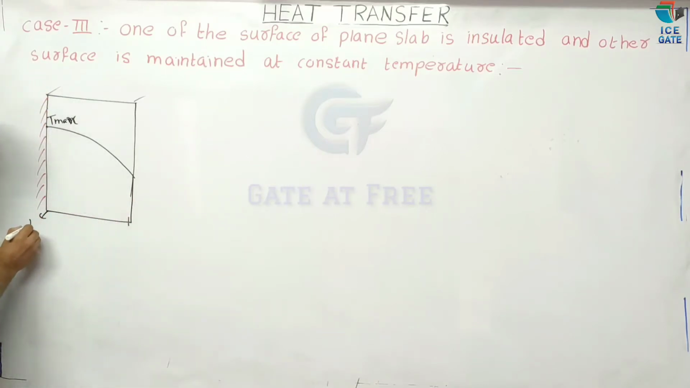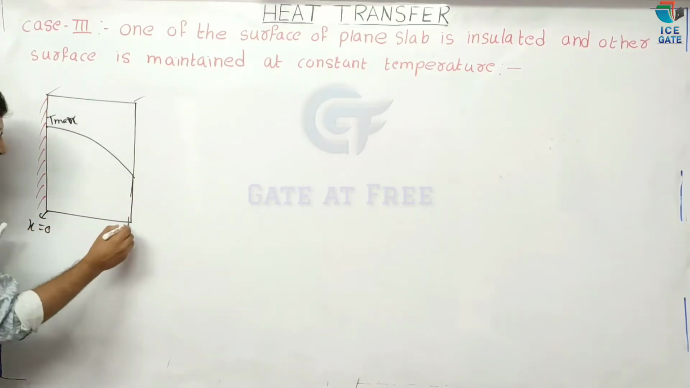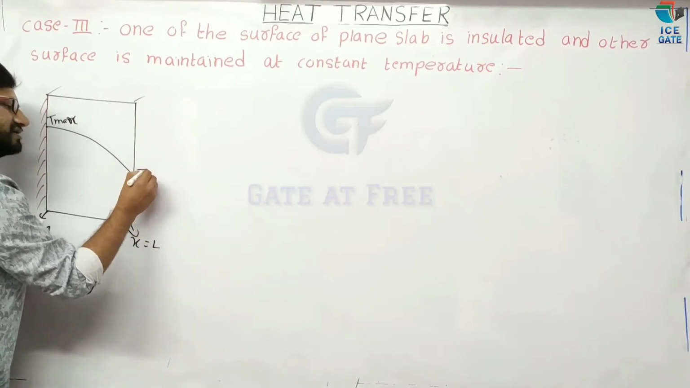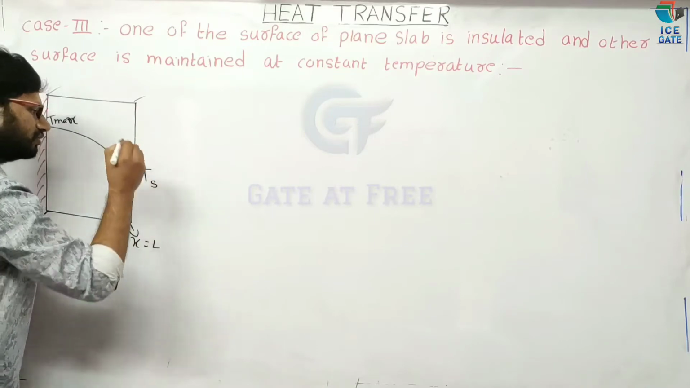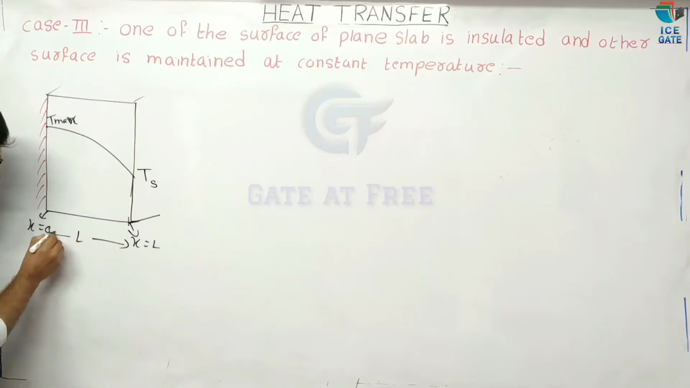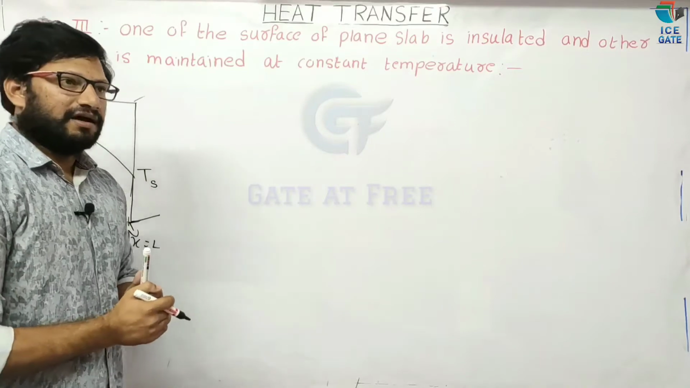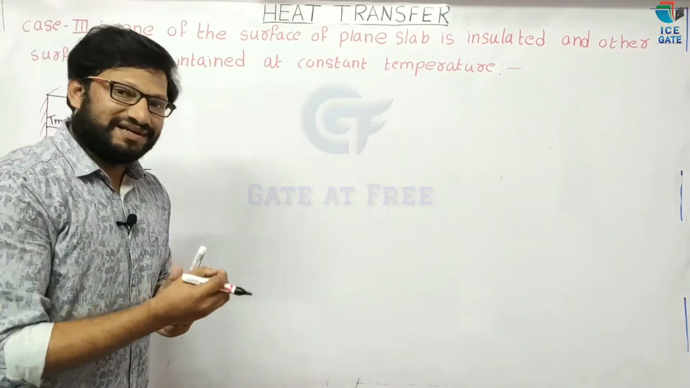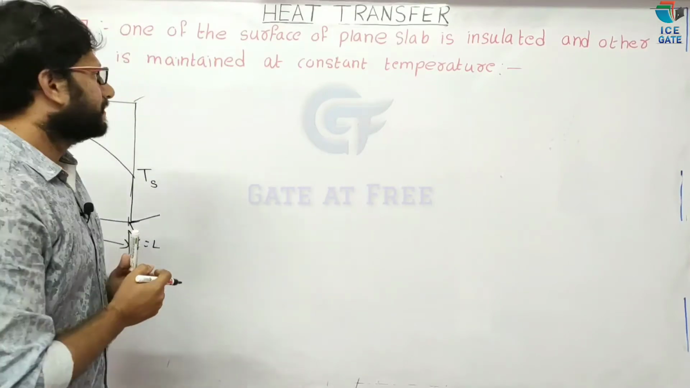Say here x is equal to 0, boundary conditions, and here x is equal to L, where L is the thickness of the plain slab. At x is equal to L, T is equal to Ts, the surface temperature on the other side of the wall. Now we have to derive the temperature distribution function.